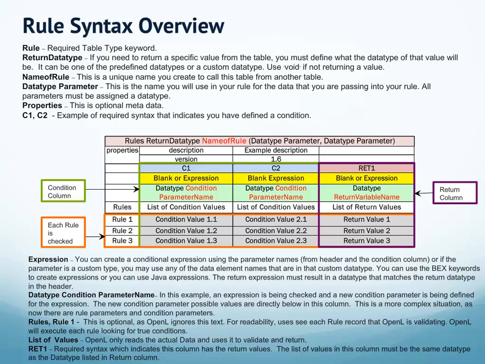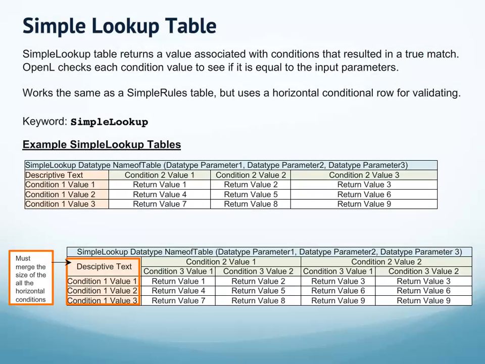So another type of table that we have is the simple lookup table, and this returns a value associated with conditions that result in a true match. And we've talked about this before. OpenL is going to check each of the condition values to see if it's equal to the input parameters. It works the same as the SimpleRules table, but it uses this horizontal conditional row for validating instead of just always having vertical tables that define your conditions and your return value.